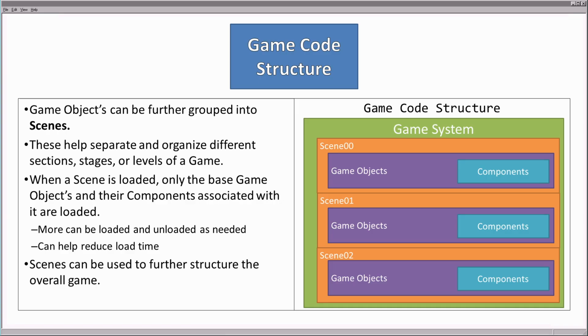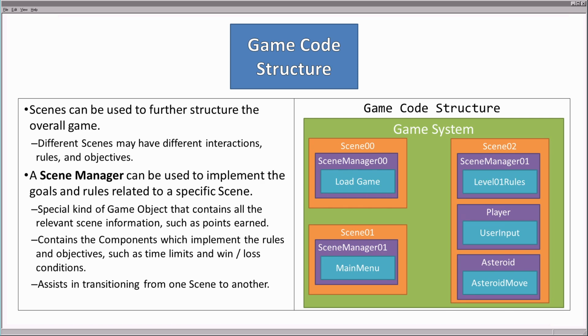Game objects can be further organized into scenes. We can think of these as being different sections or environments of the game, different levels, different rooms, different dungeons, etc., which would all contain only these game objects and these components. Scenes help separate and organize different sections, stages, levels of the game. When a scene is loaded, only the game objects and their components associated with them are loaded together. More can be loaded and unloaded as needed, and scenes can also help reduce load time by separating it out.